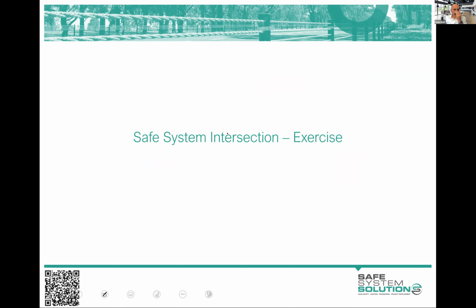Okay, so what we're going to do is a little exercise now. I'll spend some time explaining this exercise to you, and then I'll give you a good maybe 5 minutes or so to have a think about it, and also you can have a stretch and fill up your water. So the exercise involves this intersection here.